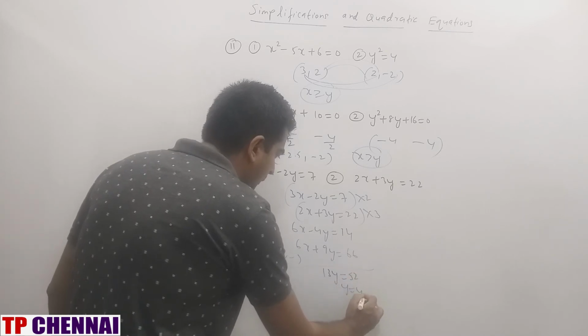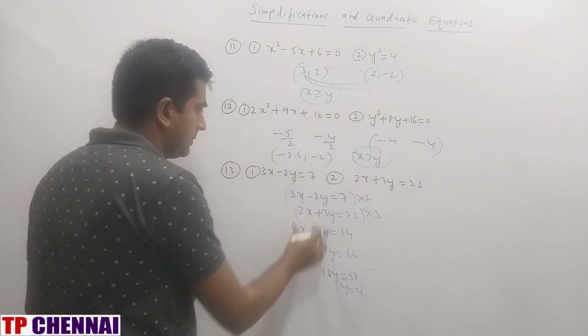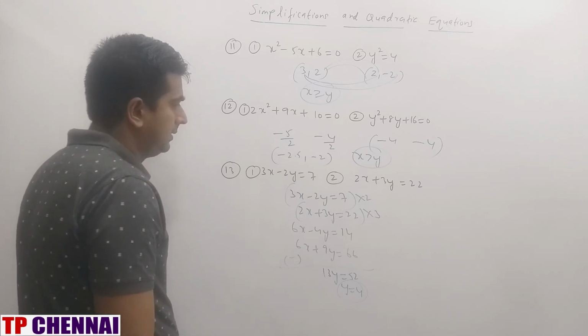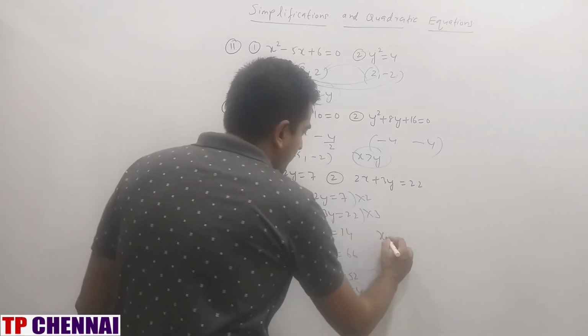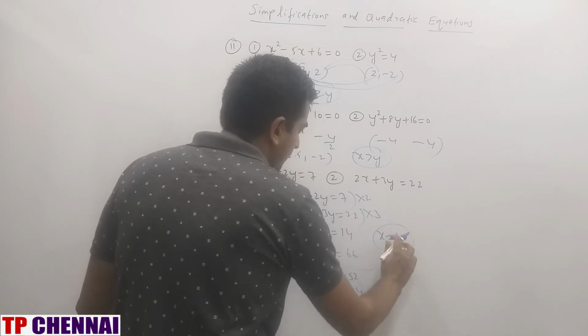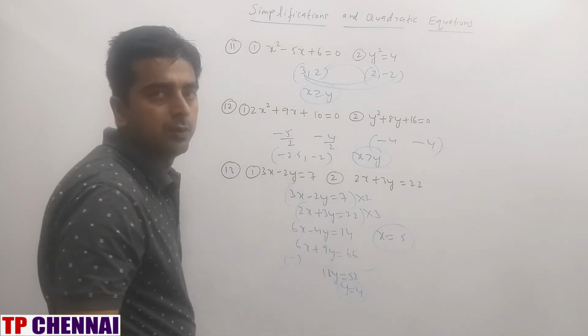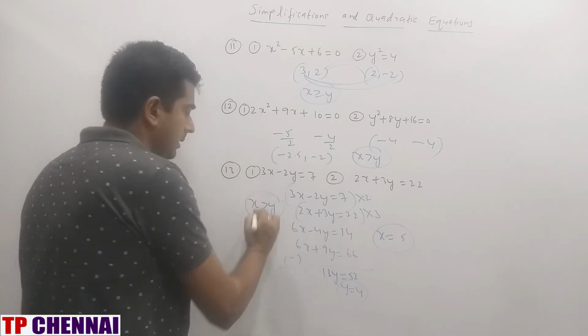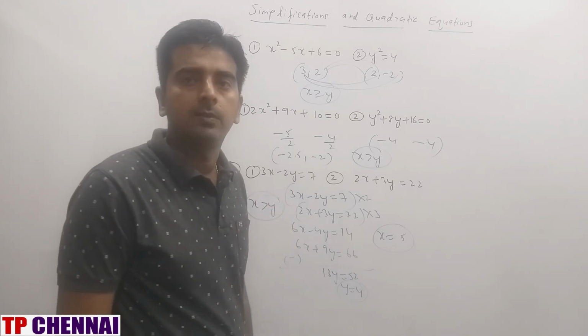Y is equal to 4. Substitute here. So 3x minus 8 is equal to 7. X is equal to 15. Sorry. 3x is equal to 15. X is equal to 5. So what is my answer? X greater than y.